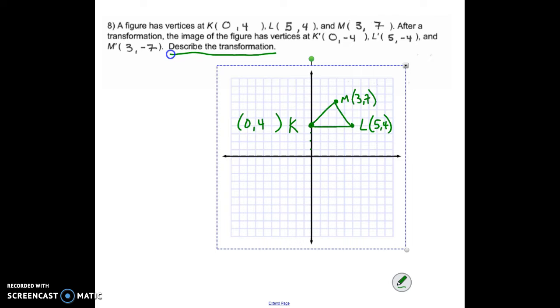Nice. Hey, 3 points, I got a triangle. Cool. Now if I do the image, right, K prime is 0, negative 4. Let me do it in a different color. 1, 2, 3, 4. And again, that is K prime, 0, comma, negative 4. And then L prime is right here at 5, negative 4.